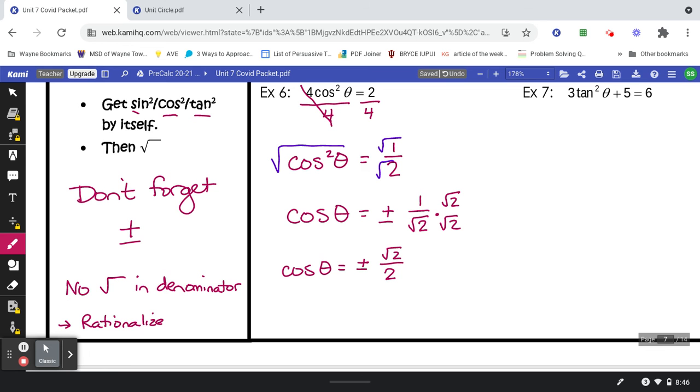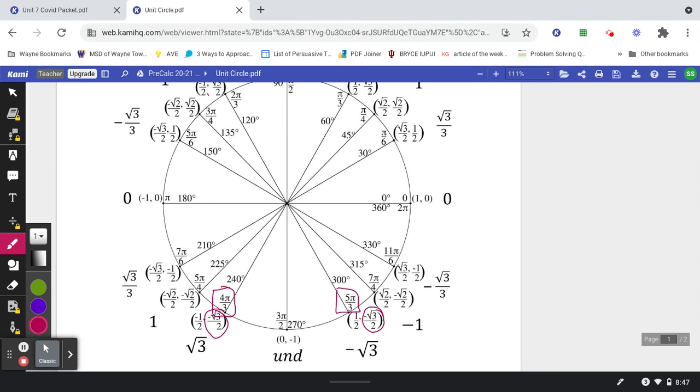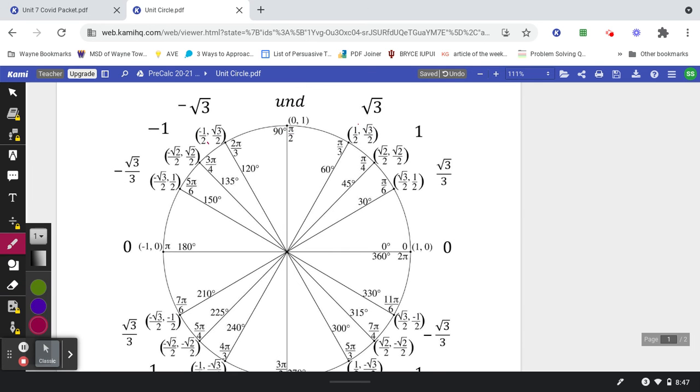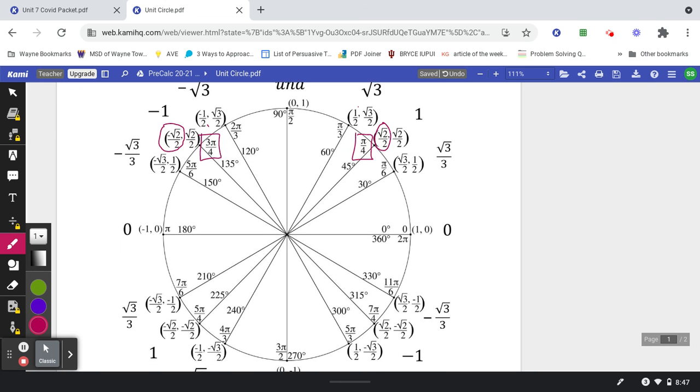All right, so now it's time to look at our unit circle. So the plus or minus sign tells us we're looking for all the positives and negatives for x. You're looking for anywhere the x is positive radical 2 over 2 or negative radical 2 over 2. All right, so x's, here's 1, pi over 4. Here's another one. Even though it's a negative, it still counts. We want both of them, positives and negatives.